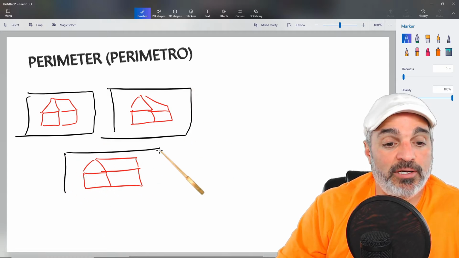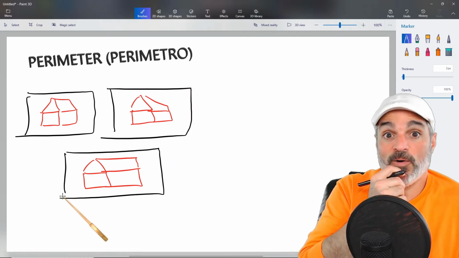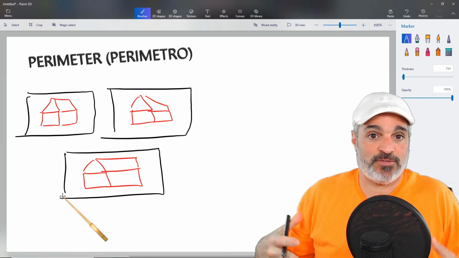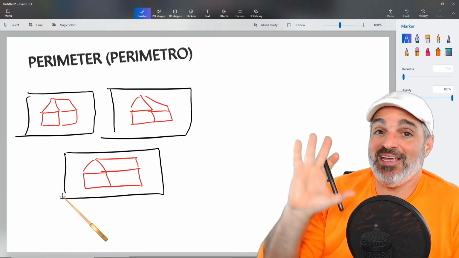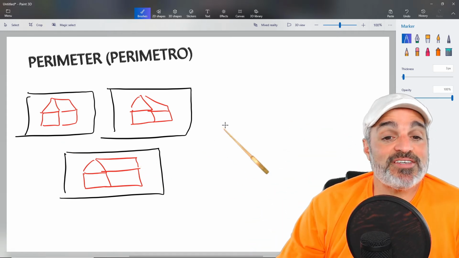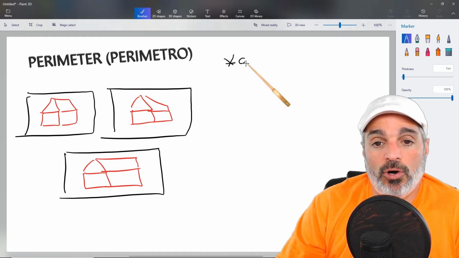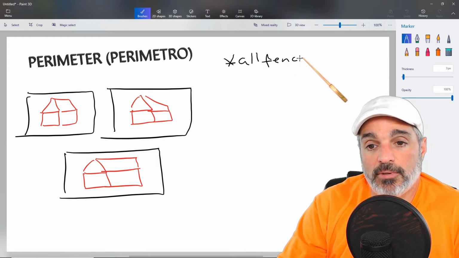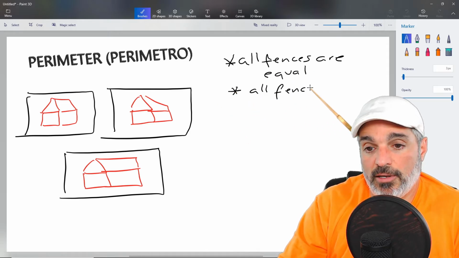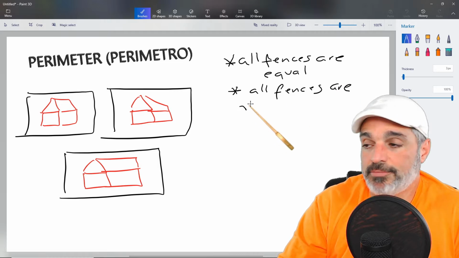We have to build fences around all 3 houses. Now, all 3 houses are gonna have the same amount of space inside, so all the fences are gonna be equal. Okay, so all fences are rectangular. All fences are equal.